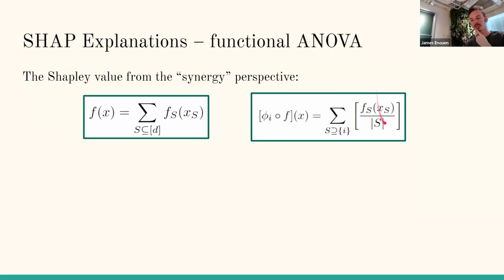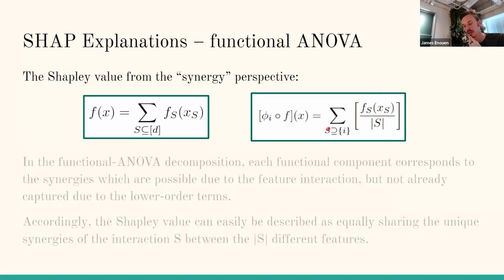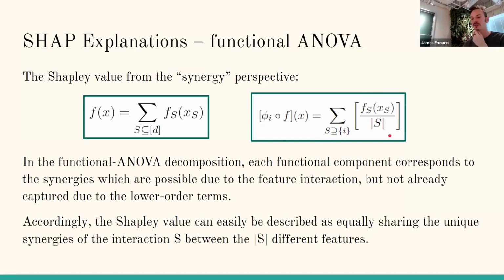And so there's this term where we just take all subsets where I is a member and then split it amongst the different absolute value of S different interactions. So we're uniquely sharing between the interaction, and that's when we're using this functional ANOVA decomposition.